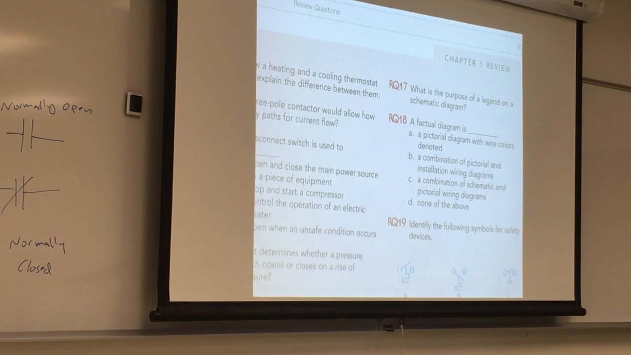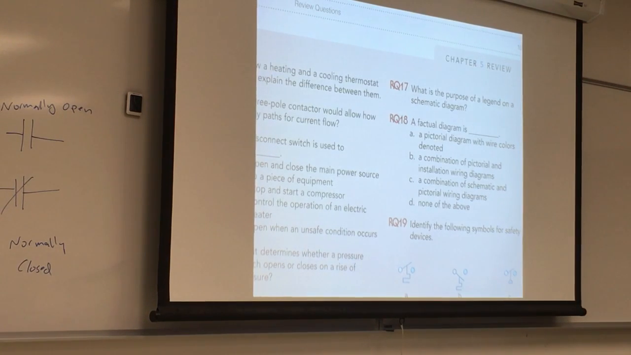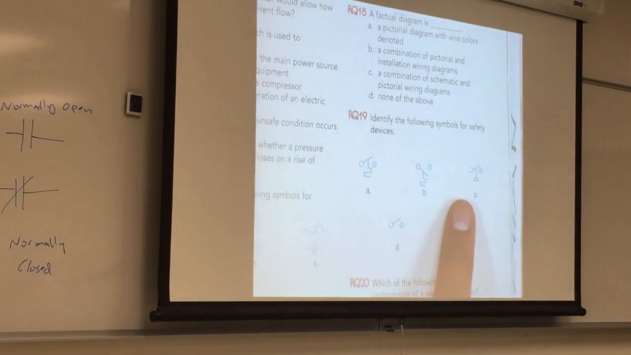Identify the following symbols for safety devices. What is this? Is it a cooling or heating thermostat? Cooling and heating. That's a heating thermostat. Cooling thermostat. That's it.